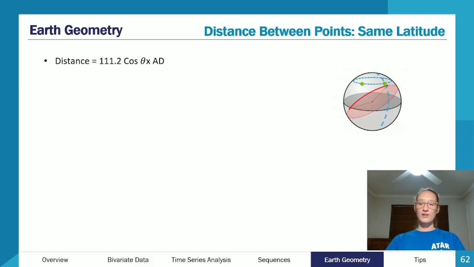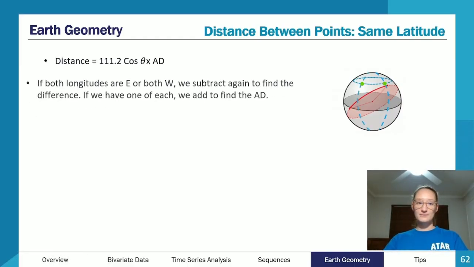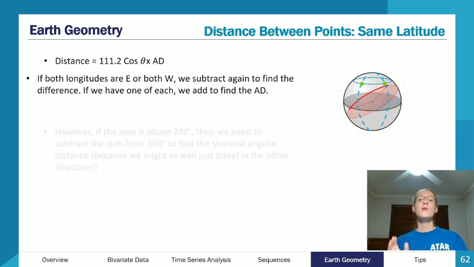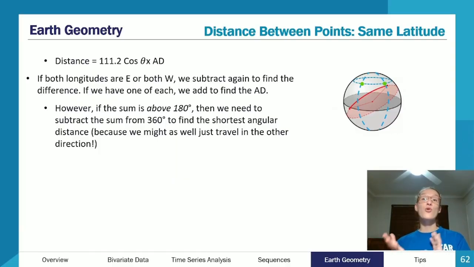In this example, I want to know the distance between my two green points. I can see they're on the same latitude, and they're both also on a meridian of longitude. Coming back to how we find our angular distance: if both longitudes are east or both west, we subtract to find the distance. If we have one of each, we add to find the angular distance. Then there's also the little trick that if it's above 180, we need to subtract the sum from 360, and that's how we find the shortest angular distance.